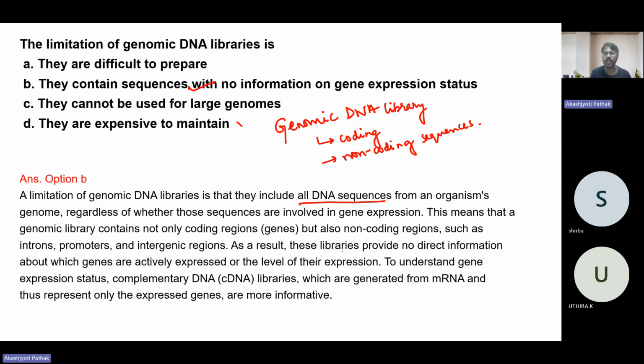As a result, these libraries provide no direct information about which genes are actively expressed or the level of their expression. So to understand gene expression status, complementary DNA libraries are generated from mRNA and thus represent only the expressed genes. Okay, so we will learn about complementary DNA library. So I hope this question is clear. Because when you are screening a genomic DNA library, there will be a lot of DNA sequences that have to be screened, because the genomic DNA library will not only have the coding regions of the genome, but also the non-coding regions.